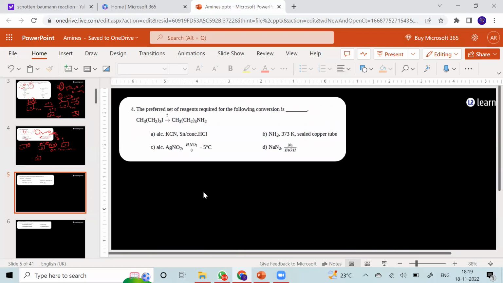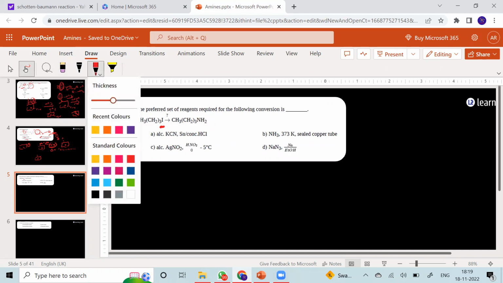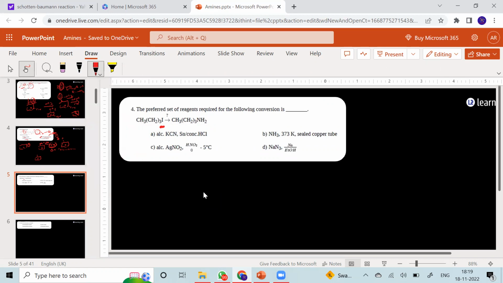Right. The preferred set of reagents required for the following conversion is, right? Now, what I'm understanding is that I have an iodine getting converted into NH2. I will see what can be done. And same number of carbon atoms, right? You just see the same number of carbon atoms are also there. Is it not? Okay. That is, between this and this, we have the same number of carbon atoms.